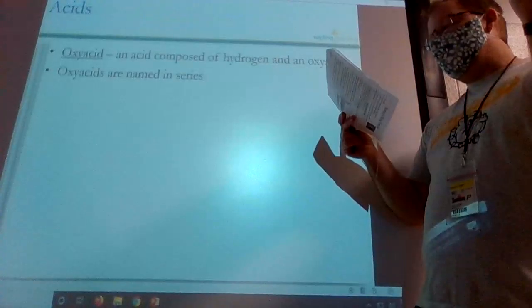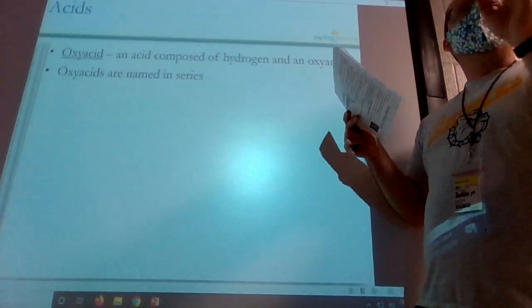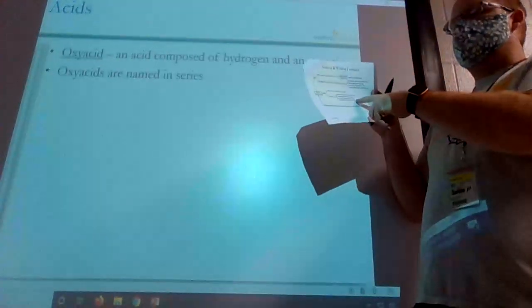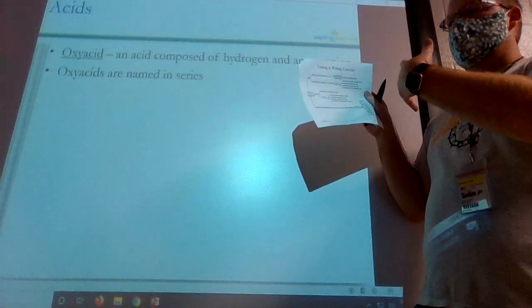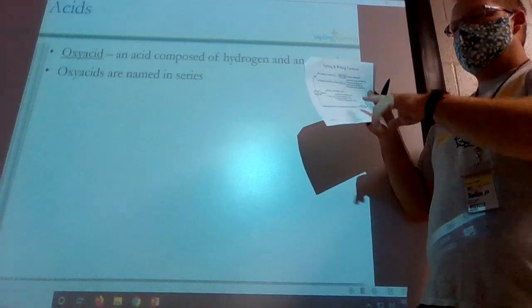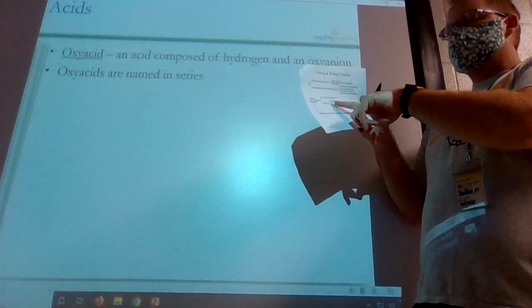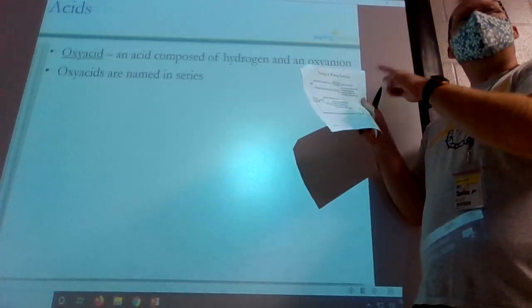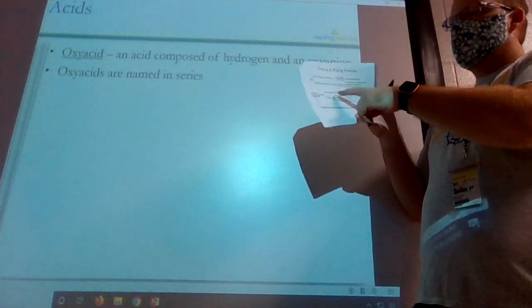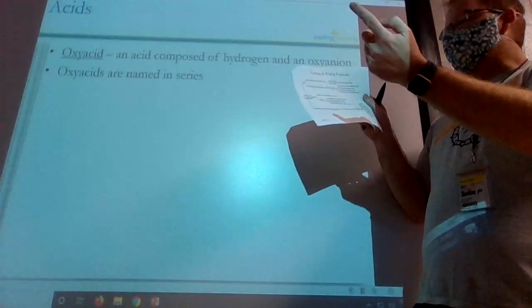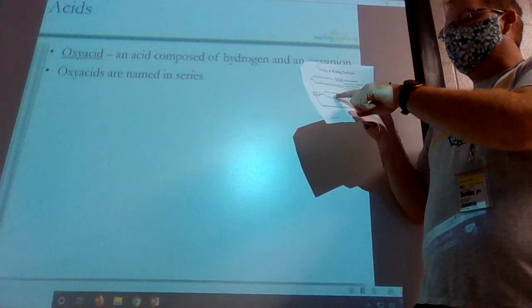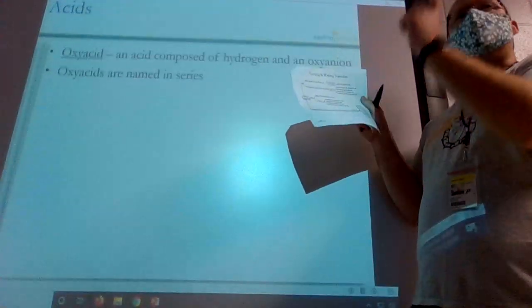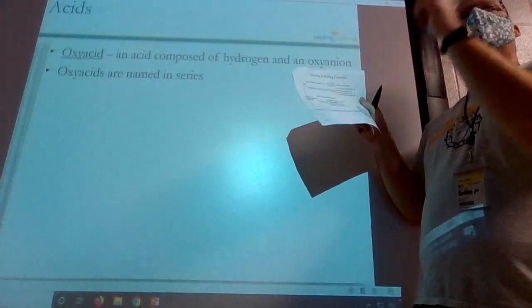The per, the ate, the ite, and then the hypoite. But we're going to have a different naming convention. You can see it right here in the oxyacid branch. The very first one is going to have the per, just like the per ate had, but instead of per ate, it's going to be per ick, because you have the ick at the end. So we have per ick, then we have just the ick, and then we have an us.